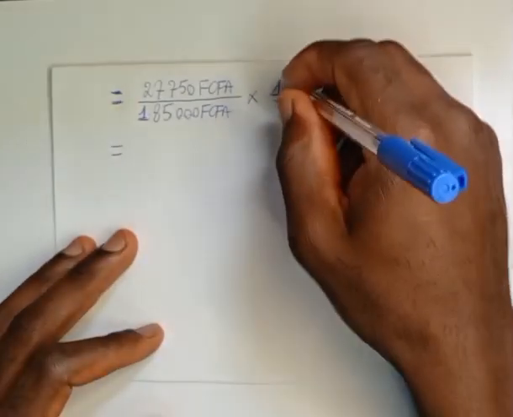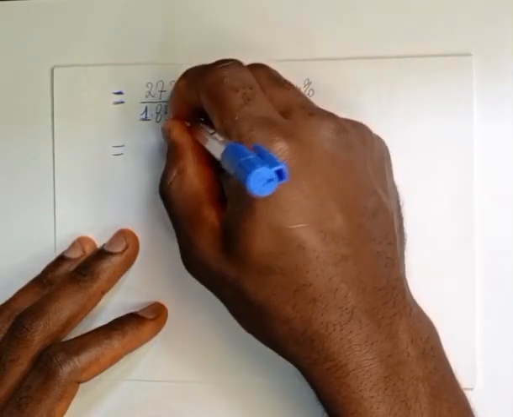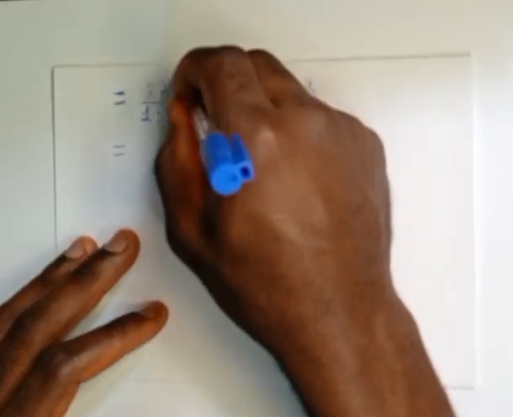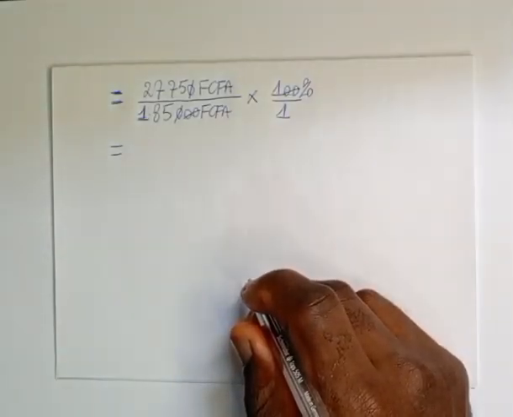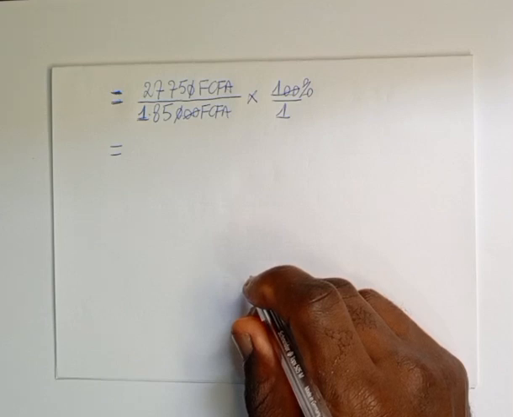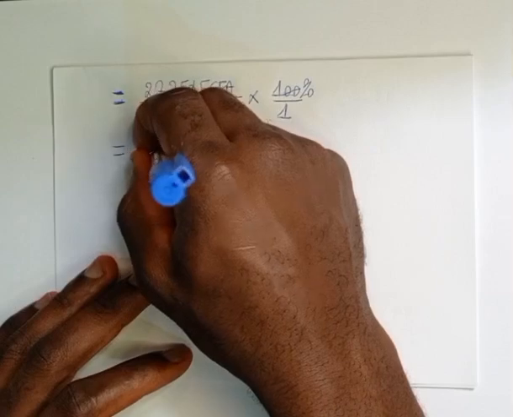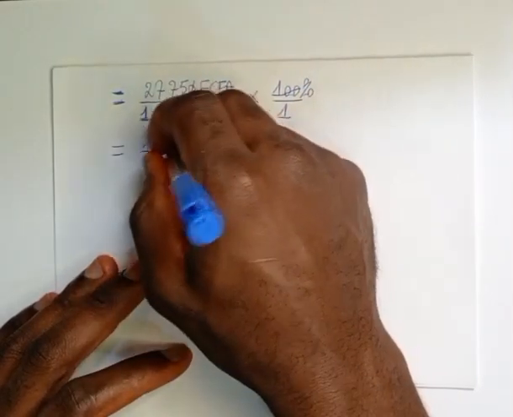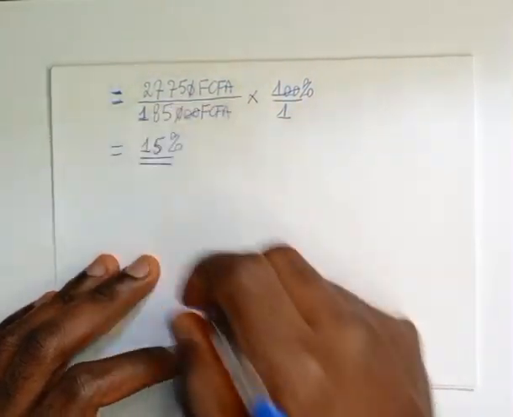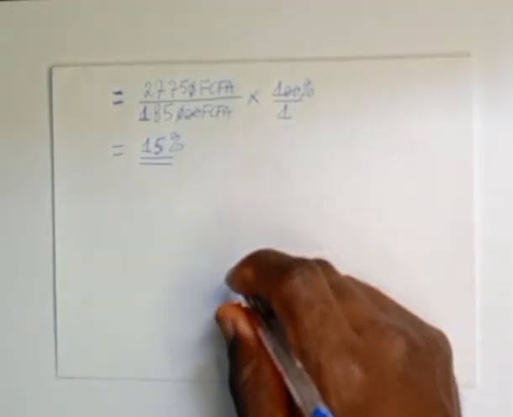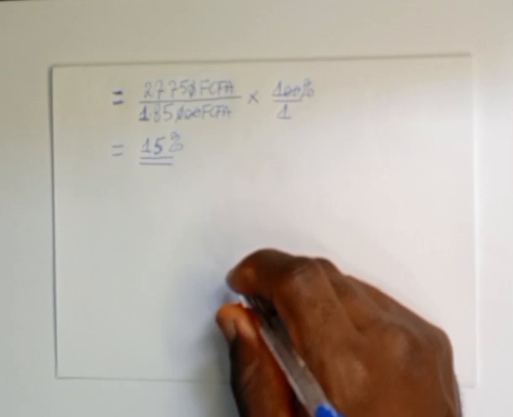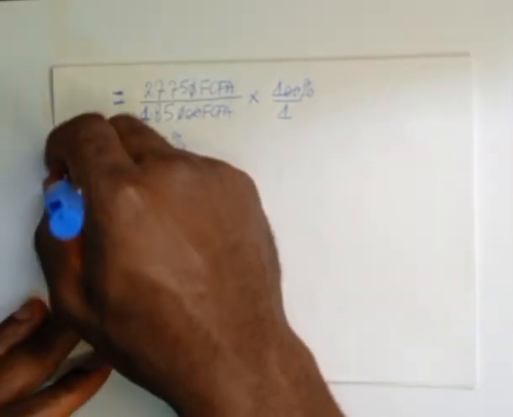Performing all necessary simplifications, these 2 zeros will strike off 2 zeros here. This 1 0 will strike off 1 0. 2,775 divided by 185 gives us 15. We attach a percentage sign. That means the percentage discount is 15%. We go now to exercise 4.